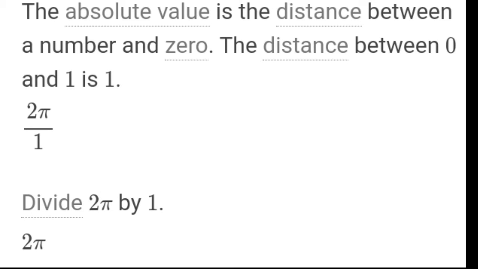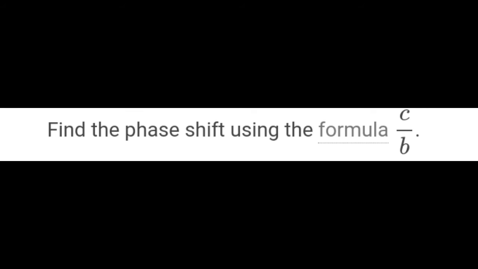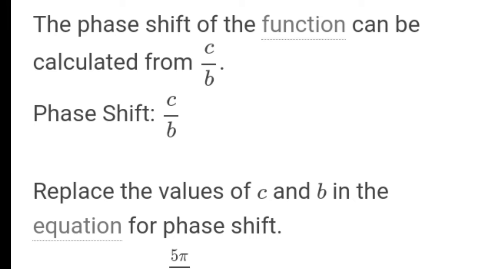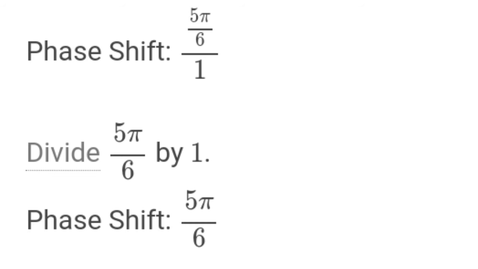The absolute value is the distance between a number and 0. The distance between 0 and 1 is 1. 2 pi over 1, dividing 2 pi by 1, is 2 pi. Next is to find the phase shift using the formula c over b. The phase shift of the function can be calculated from c over b. Replace the values of c and b in the equation for phase shift. Phase shift is 5 pi over 6 divided by 1. Phase shift is 5 pi over 6.